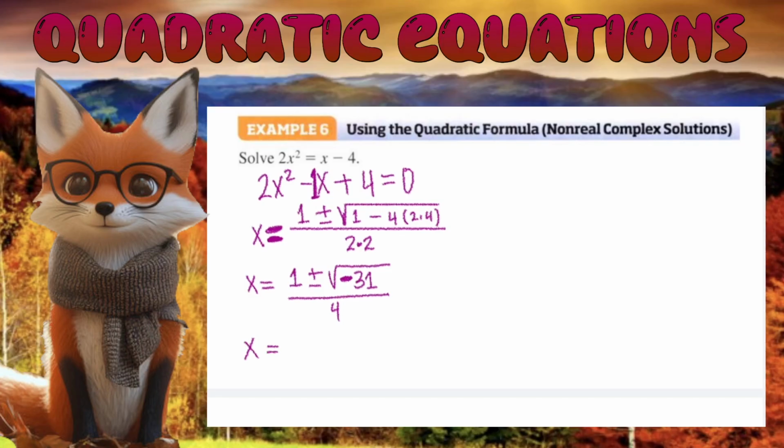Then I have a negative in my radical. We should know how to deal with that from section 1.3. 1 plus minus i square root of 31 all over 4. And the square root of 31 does not simplify. It's a prime number. There's no perfect squares in there. And that is 2 non-real complex solutions.